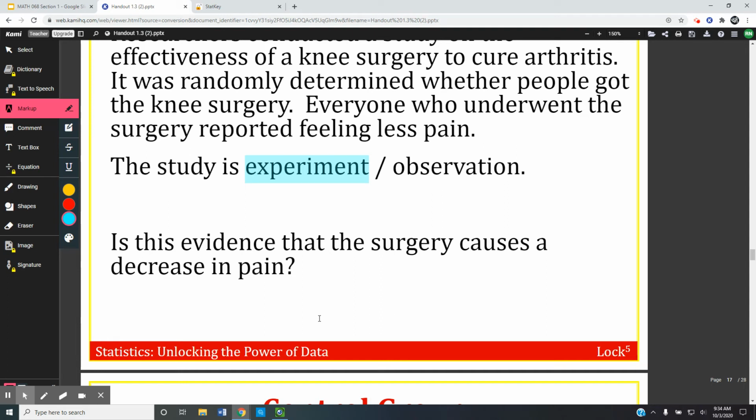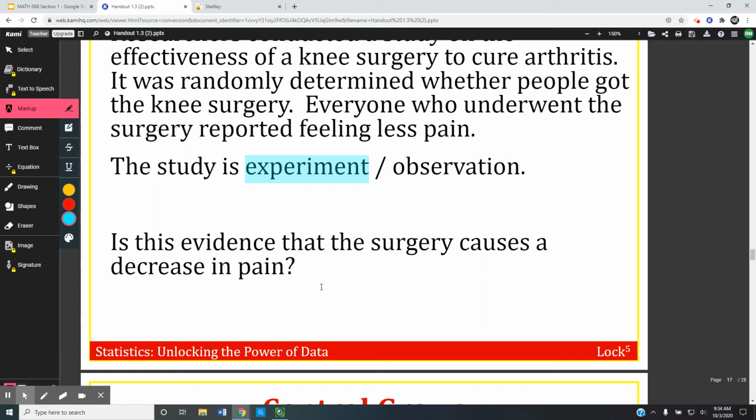For instance, simply putting you under anesthesia, putting a scalpel mark on you, sewing you back up, and bringing you back out without actually doing anything at all. Some people would report back feeling less pain because of that. They would feel a placebo effect from that. So, is this evidence that the surgery causes a decrease in pain?